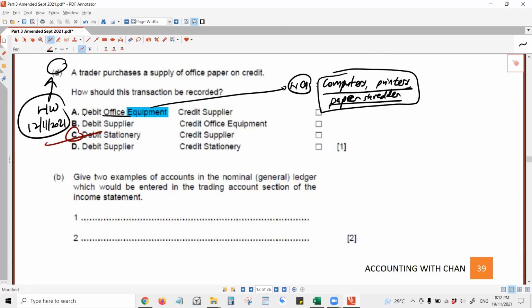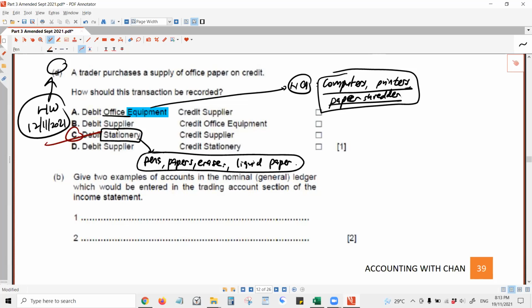And what is stationery? Think of it as pens, papers, eraser, simple things. Liquid paper, or you call it correction tape. Can you use them for a long time? Of course you don't. Once you have used it, you have to buy a new one. And papers, once you have bought a stack of papers, you have to buy again. Therefore, you cannot use them for more than a year, maybe just a few weeks or a few months. So you have to buy it repetitively. It's an expense. Stationery is an expense.